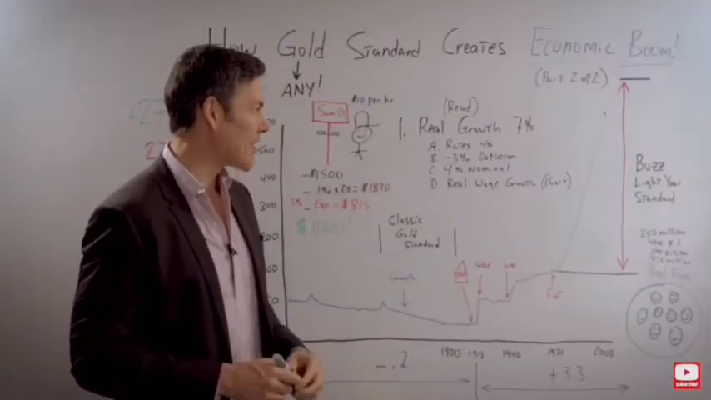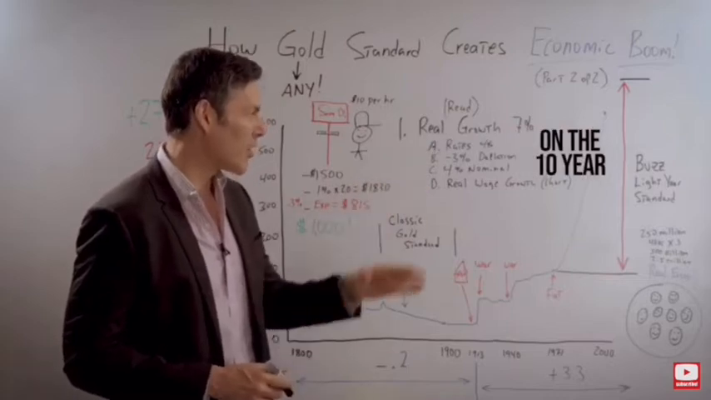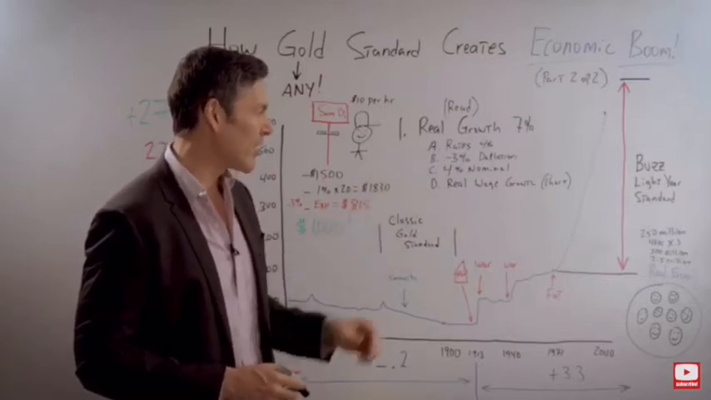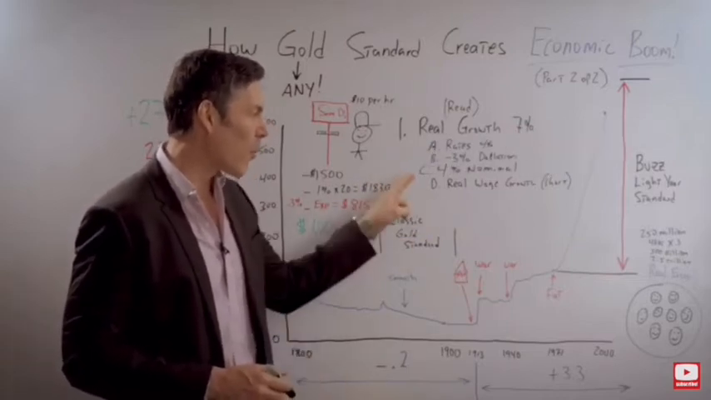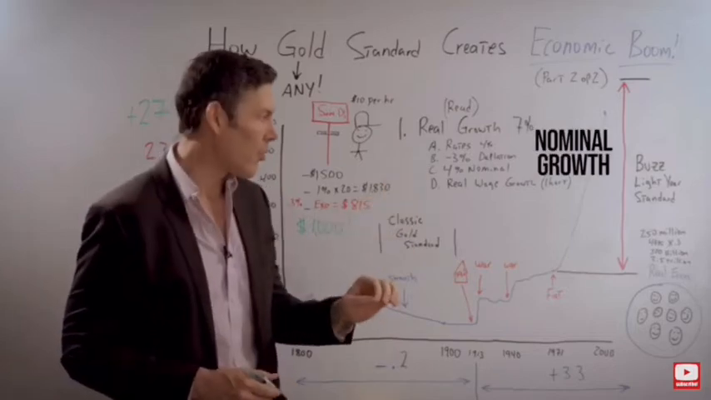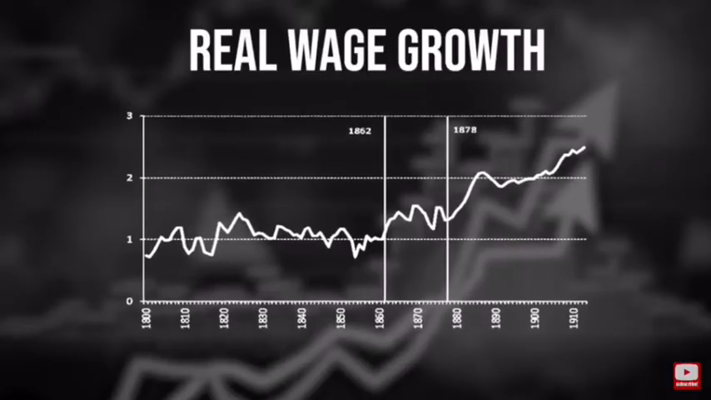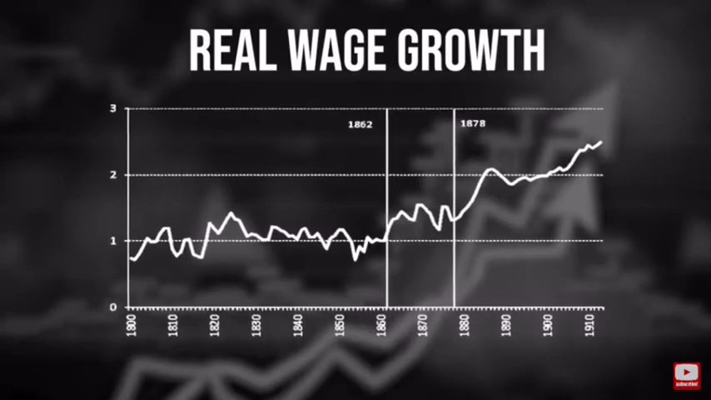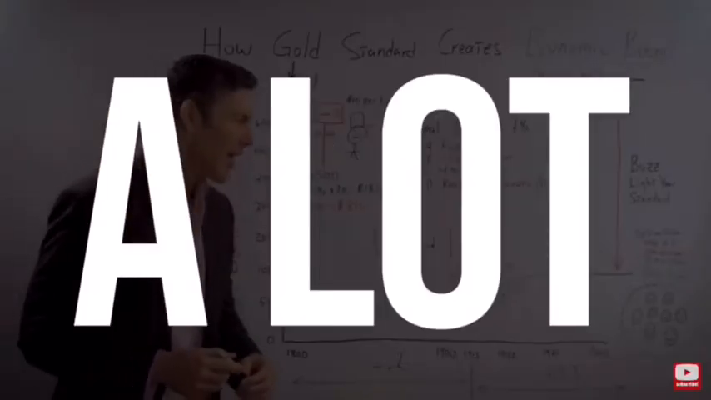Real growth, 7%. Interest rates on the 10-year, about 4%. 3% deflation, 4% nominal growth, and real wage growth throughout the entire century. We'll be able to save a lot more money.